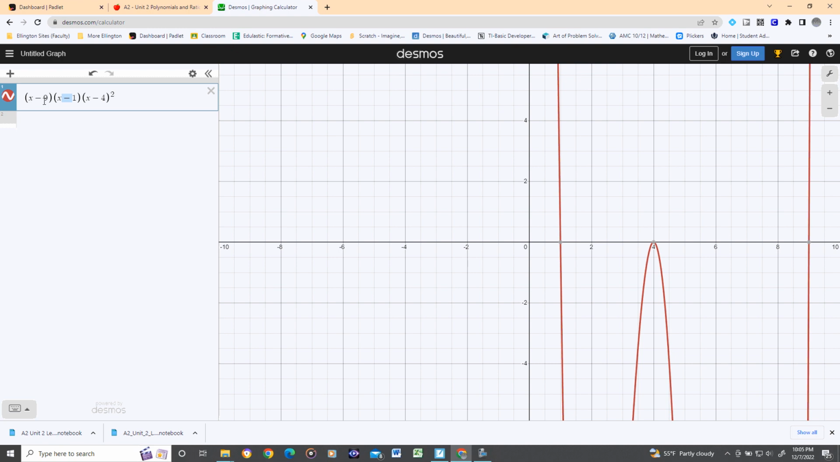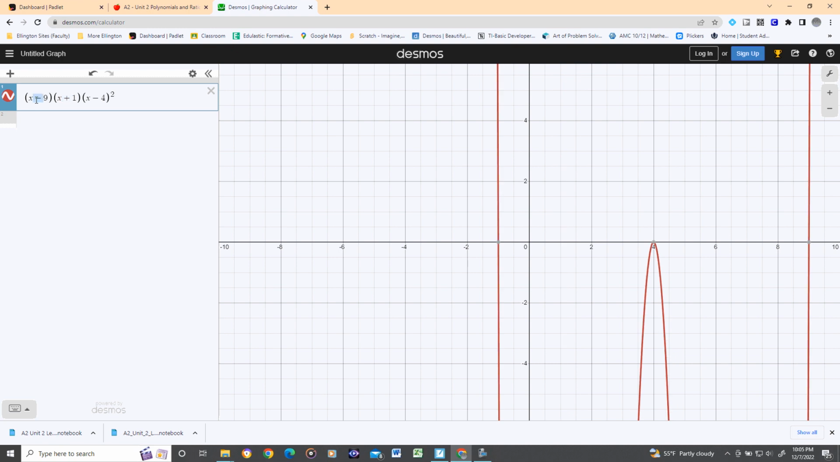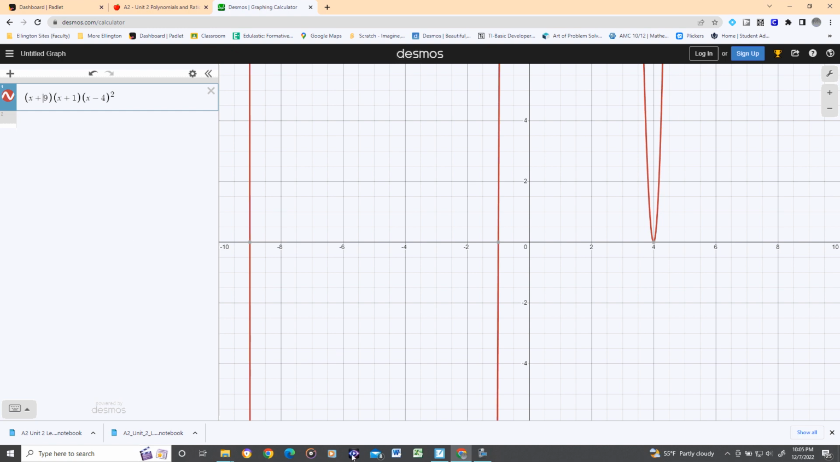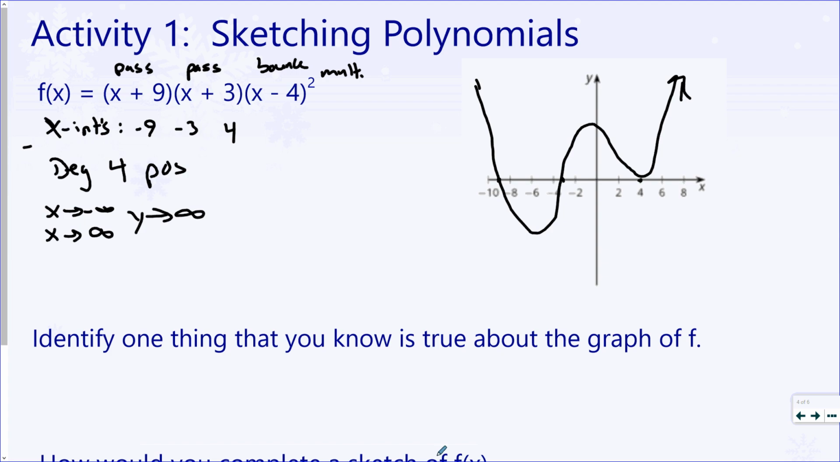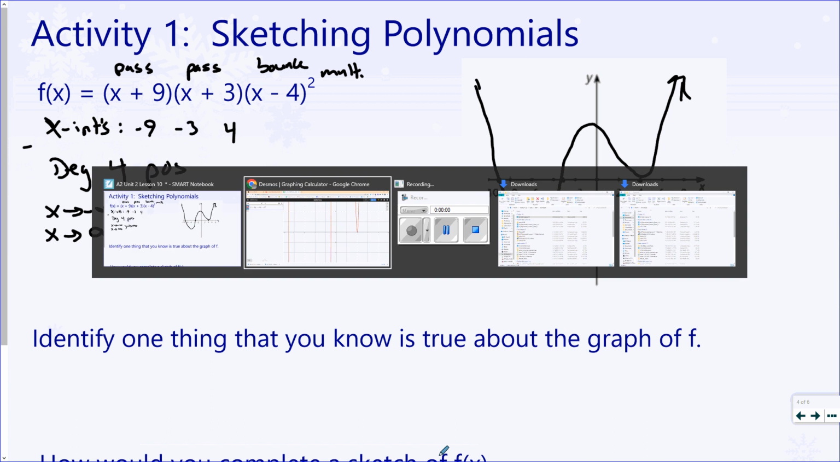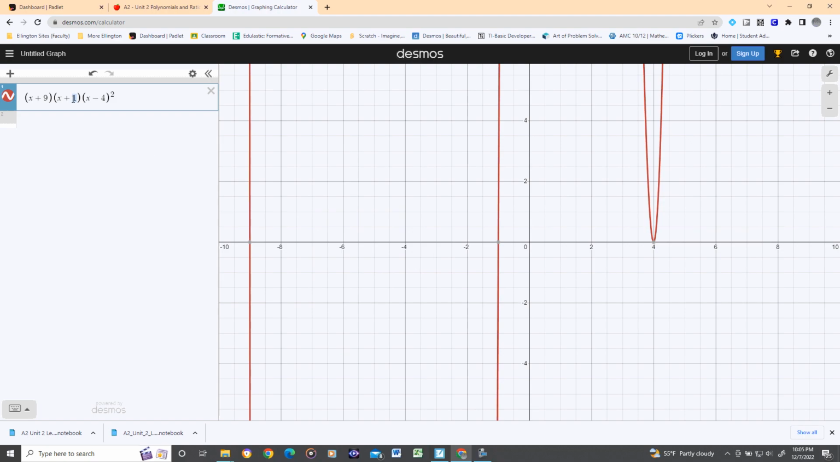Oops. Wrong sign. So we had a plus, and that was a plus. Let me take a look here at the function again. It was, yeah, x plus 9. Oh, x plus 3 and x minus 4. Okay. All right, does that look like what we had?